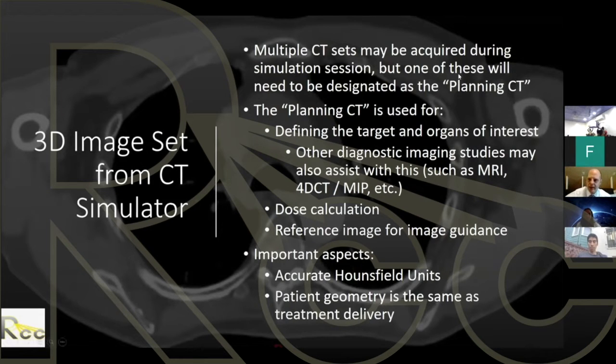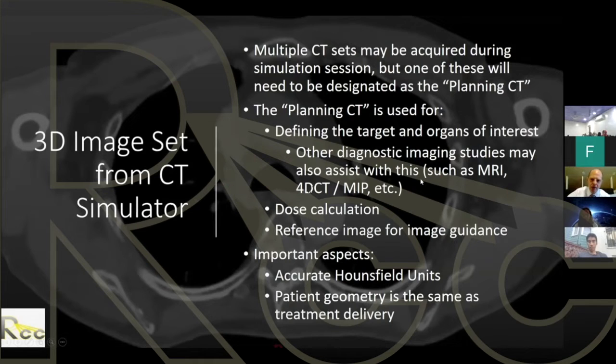When we take that CT, in some cases, multiple CT sets may be acquired during the simulation session, but one of these will need to be designated as the planning CT. And what we mean by the planning CT is it's the CT or the 3D image set that is used to define the target and organs of interest, the dose calculation, and the reference image for the image guidance. And what really defines the planning CT are these second and third points here, the dose calculation and the reference image for the image guidance.